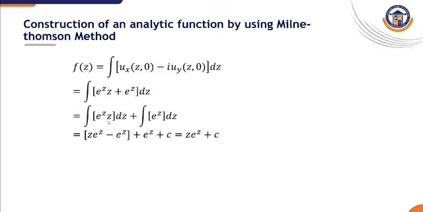So we are using the uv method. z into e power z, minus e power z into e power z, which is e power z, and this one, e power z into e power z, is only e power z. Therefore we cancel the minus z e power z plus e power z. So the remaining value is only z e power z.